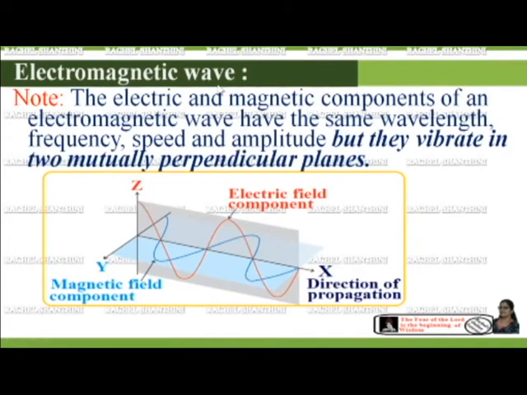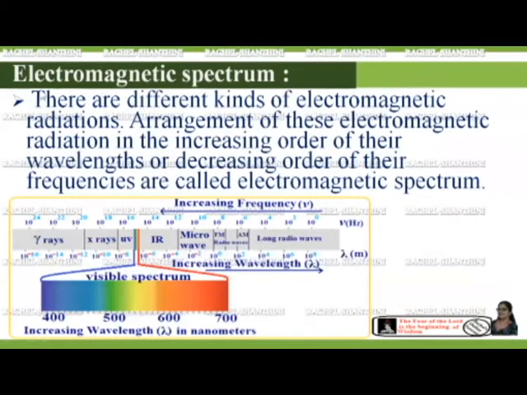In an electromagnetic wave, we need to note that the electric and the magnetic components of an electromagnetic wave have the same wavelength, frequency, speed and amplitude, but they vibrate in two mutually perpendicular planes.